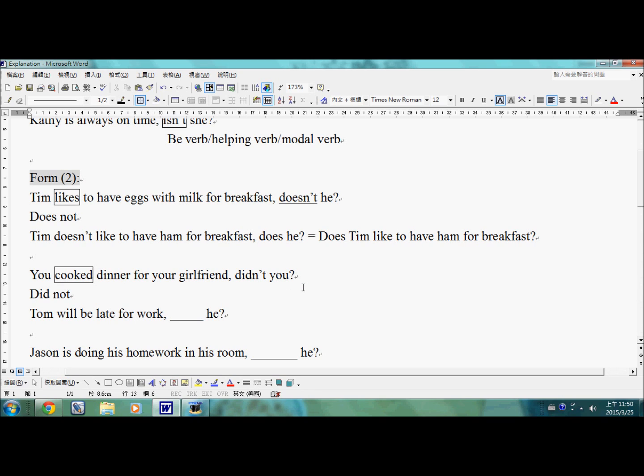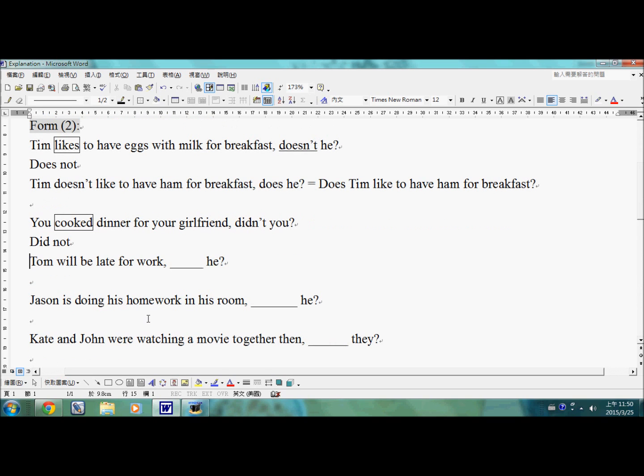I'm asking for confirmation. So if you want to ask a real question, remember, you need to do this. Put the negative statement over here, so you can say, you didn't cook dinner for your girlfriend, did you? You're asking a question, but use a negative statement with a positive question tag. Now let's look at the next question.